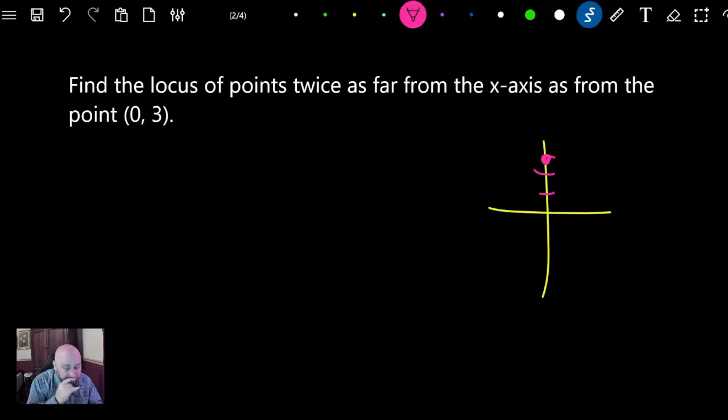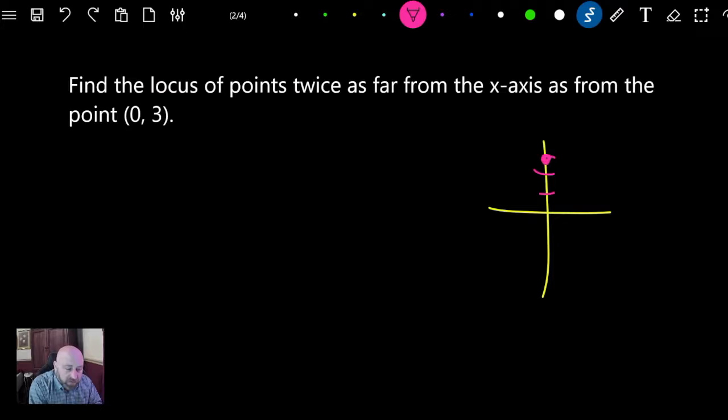All right, so what does it say? Find the locus of points. What is the locus of points? The locus of points is going to be a line, it's going to be a circle, it's going to be a square, it's going to be some sort of a shape. A collection of points gives you a line, whether it's a curved or straight line. So you've got to be thinking this is going to give us a line somewhere on this graph.